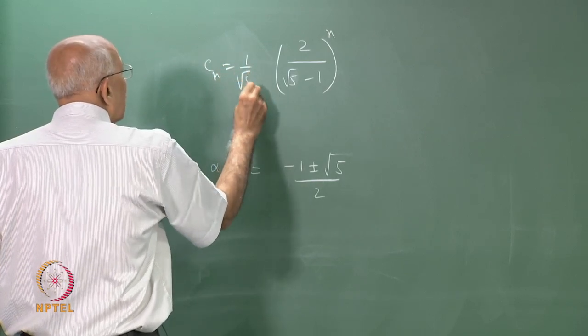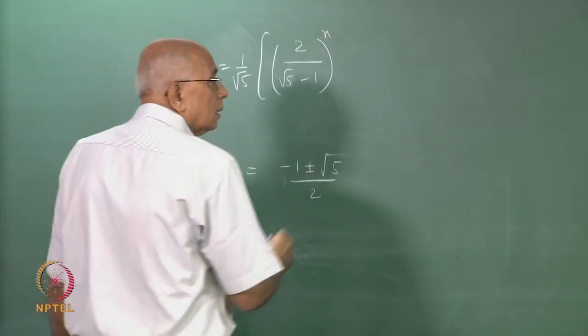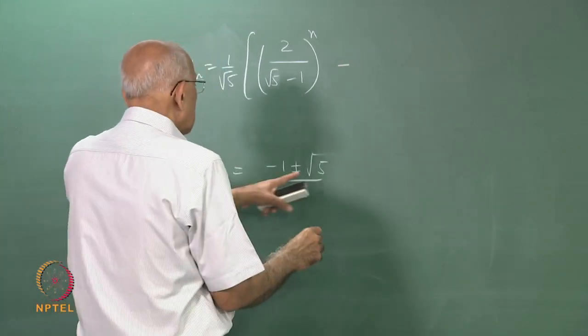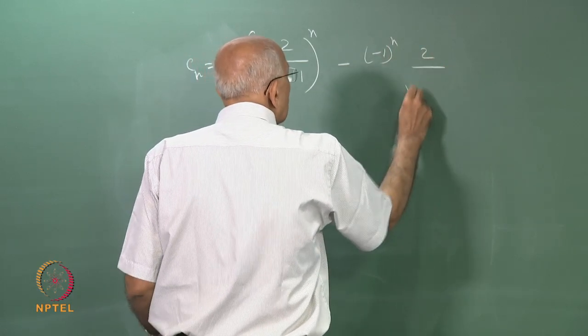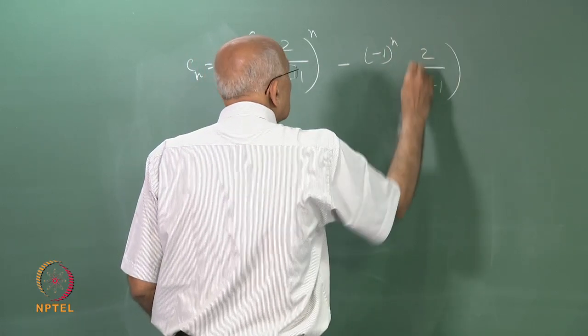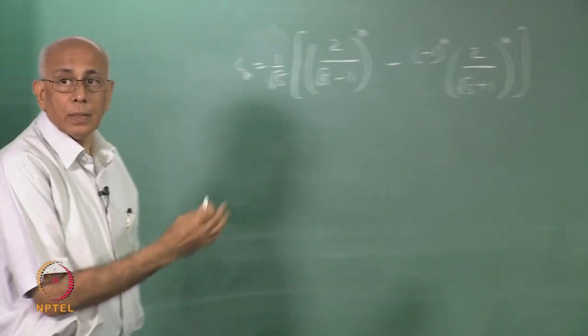So there is Cn equal to 1 over root 5, and then that is the first term, minus, beta is this thing with a minus sign, so let us put a minus 1 to the power n, and then it is 2 over root 5 plus 1 to the power n here in this fashion. That is the closed expression.